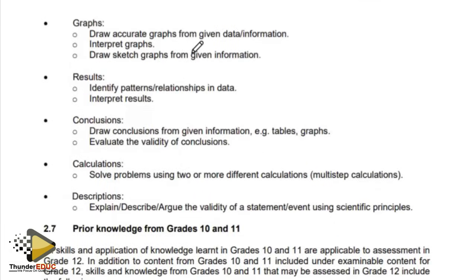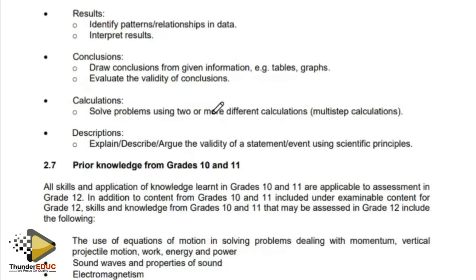Under graphs, what we need to know is how to draw at least some graphs if you're given information. This normally comes under mechanics, where they ask for a velocity-time graph or position-time graph, and even under electricity. Let's say that they've given you the relationship between current and the voltage or the potential difference. And then how do you interpret them? That's also vital. And then how do you draw conclusions from those graphs? Then calculations using 2 or more steps, and so on and so forth.